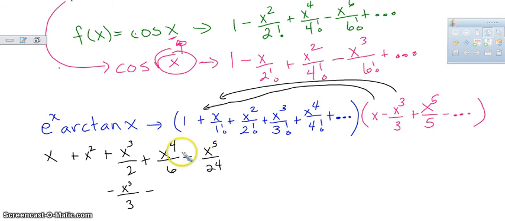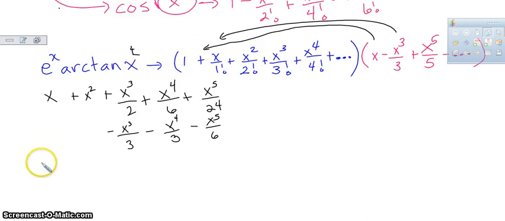minus, this one would give me x to the fourth, so x to the fourth over 3 also. And then my next one would give me x to the fifth right here. And that's 2 times 3, so that would be over 6. And I'm going to stop there because I already have 4 terms. I said we were going to find the first 4 terms, so I'm going to stop there.